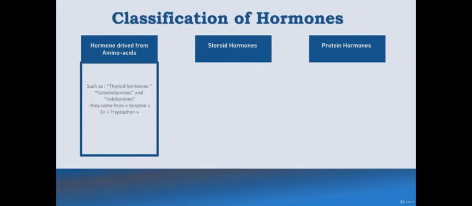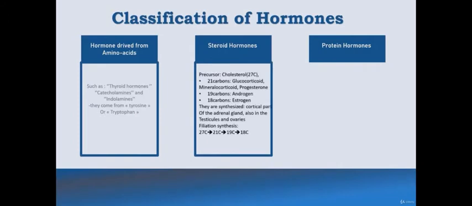When it comes to steroid hormones, they have cholesterol, with 27 carbons, as precursor. They are classified according to their carbon number. With 21 carbons, we have glucocorticoids such as cortisol, and mineralocorticoids such as aldosterone, and progesterone. With 19 carbons, we have androgens. With 18 carbons, we have estrogens.